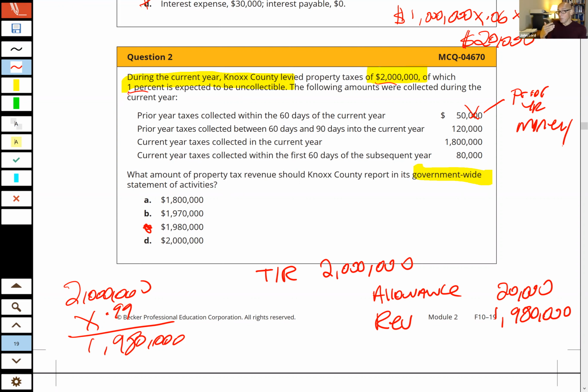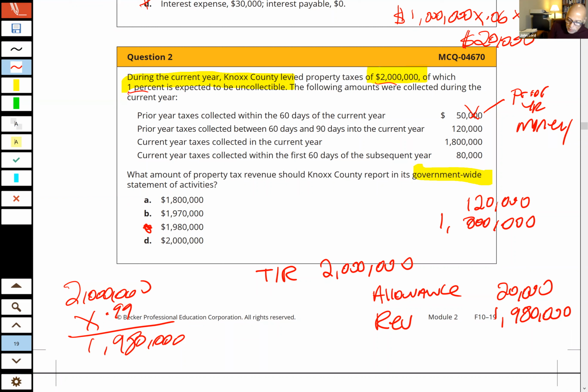2020, right? Then you come in and they say prior year taxes collected between 60 and 90 days of the current year. Well, now I would go ahead and I would pick that up, because now these are amounts that I'm collecting, even though it was money that was attributable to 2020 activity, because that money fell out more than 60 days outside of 2020, that money gets counted in 2021. So I'd pick up that 120,000. Current year taxes collected in the current year, yeah, I'll pick that up, 1,800,000. Obviously, that's within 60 days. If I collected it during the year, I'm not even worried about the 60 days.